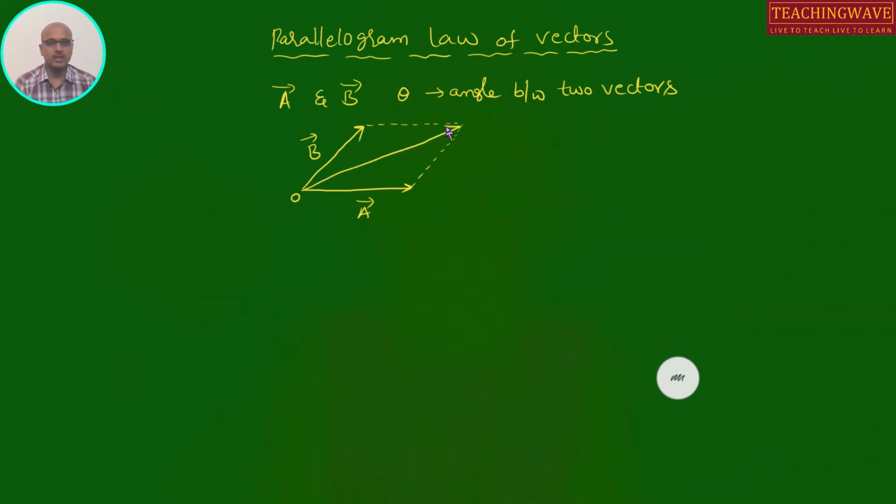This is the diagonal passing from the same point O. Let us take that resultant as R bar. This R bar is equivalent to A bar plus B bar. Now we need to estimate the magnitude of the resultant vector and the angle made by the resultant vector with one of the vectors. That means we are going to estimate the direction along with the magnitude.